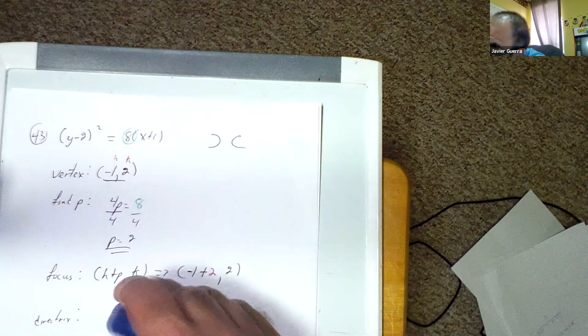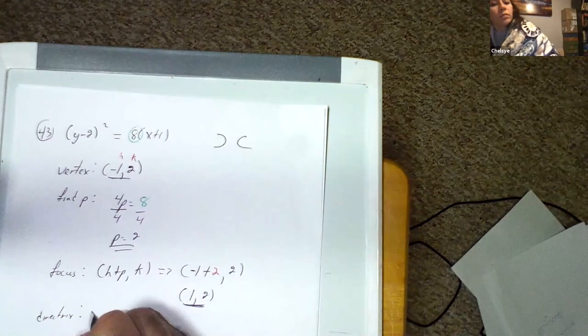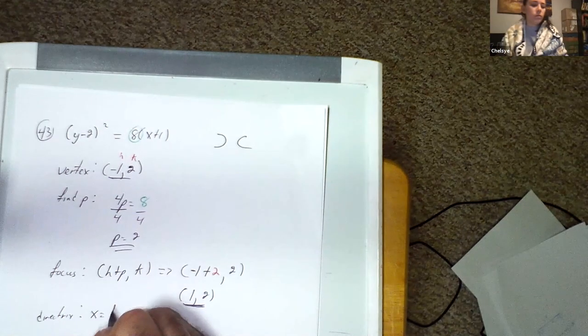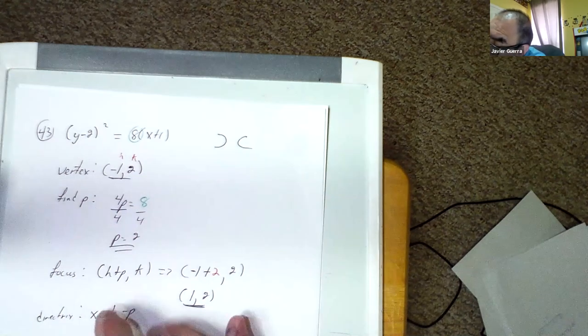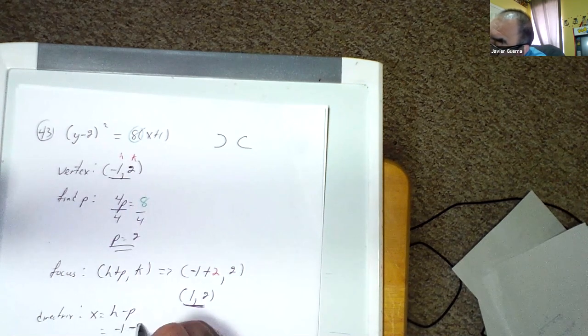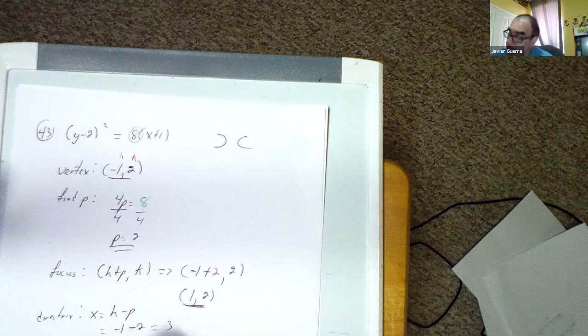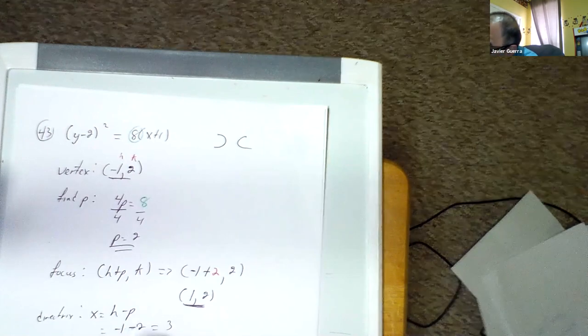X equals H minus P. So that would equal negative 1 minus 2. That's negative 3. So X equals negative 3. Sorry, X equals negative 3. All right, let me draw it.